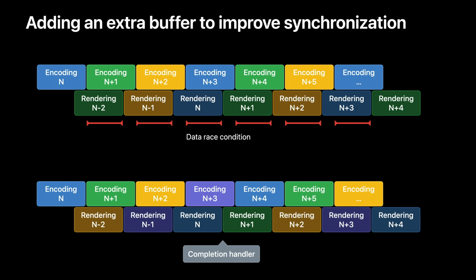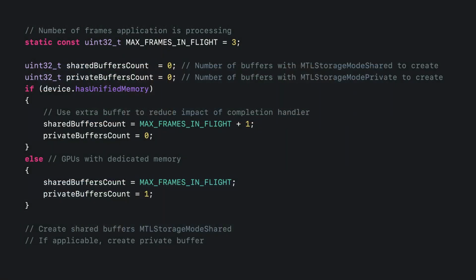So let's look at an easy way to decide how many shared and private buffers to create with a pseudocode example. In this code snippet, you can see how to choose the number of shared and private buffers at initialization time. Once we have created our device, we can check to see if the device has unified memory or not, and then ensure that we create an extra shared buffer or to use a private buffer.